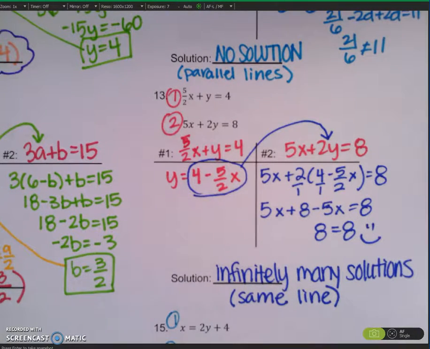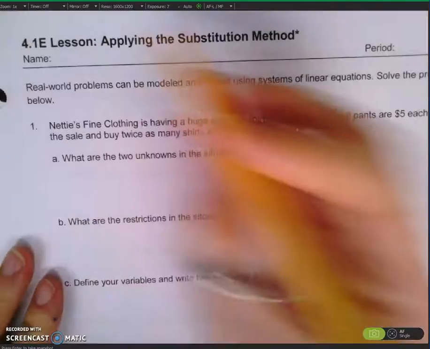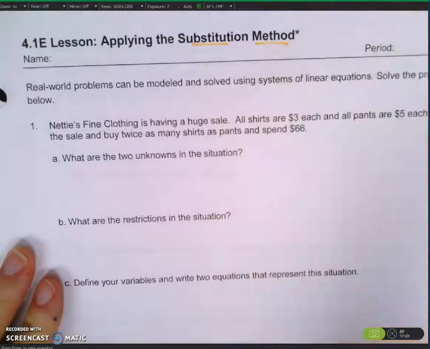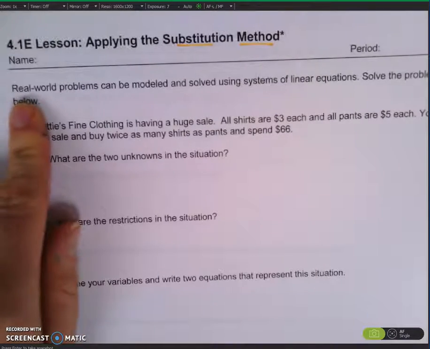So let's take a moment and we're going to continue on to lesson 4.1e. So please pause the video and we will continue working. Okay, so looking at 4.1e, you just had to turn the page once to page 20. We're going to be applying the substitution method that we were just working so hard on. So read along, follow along as I read to you.